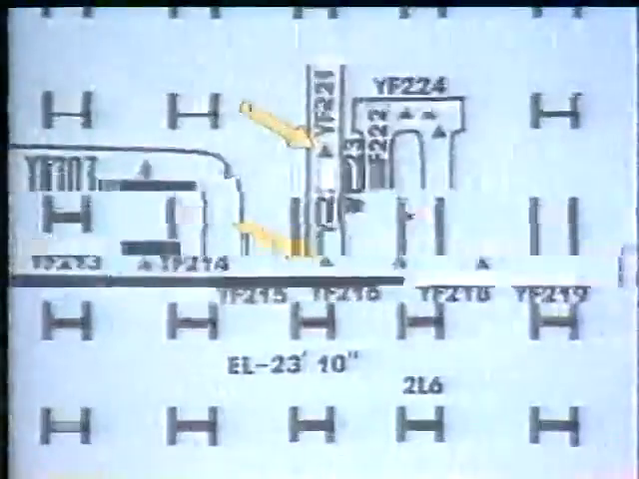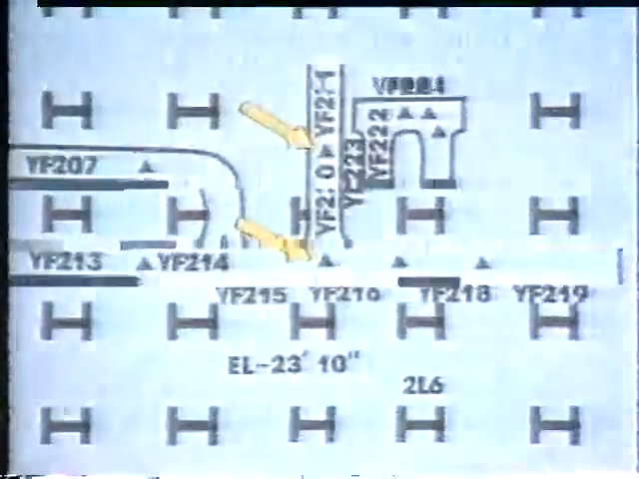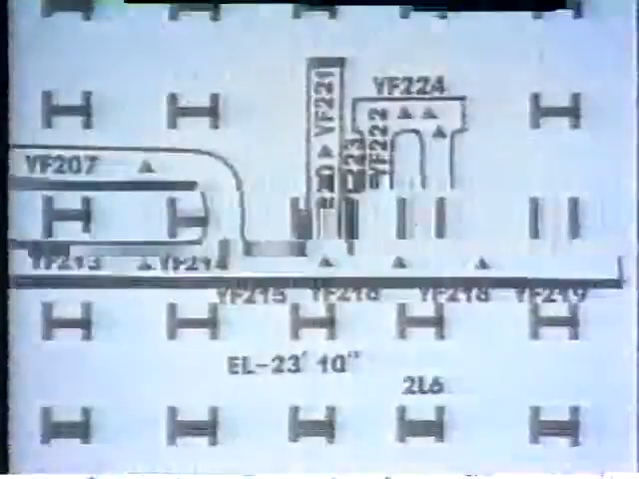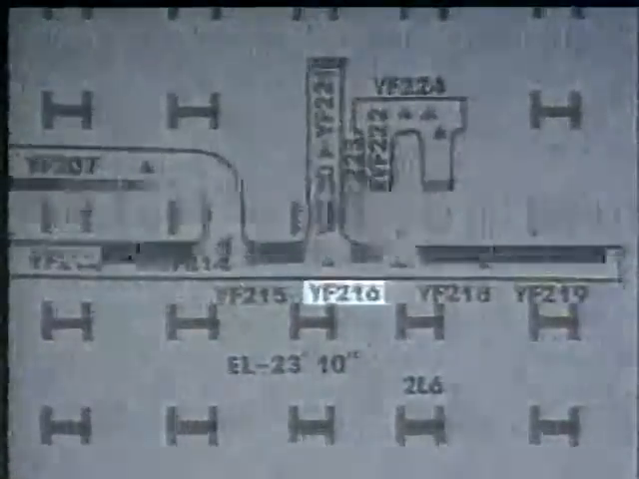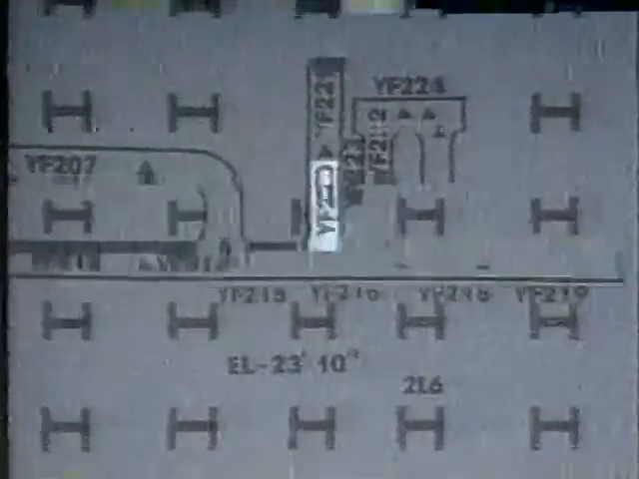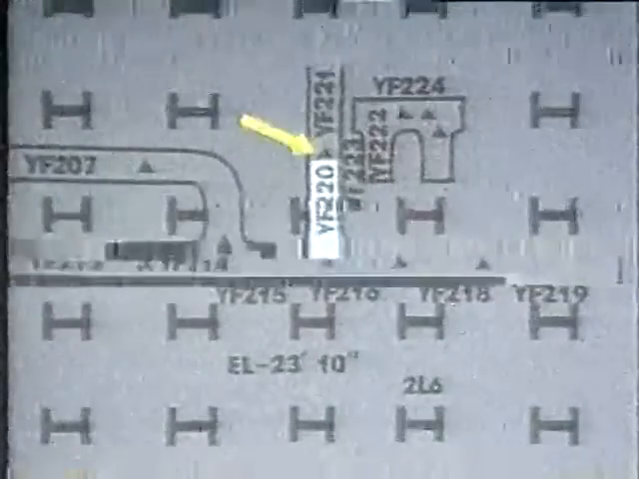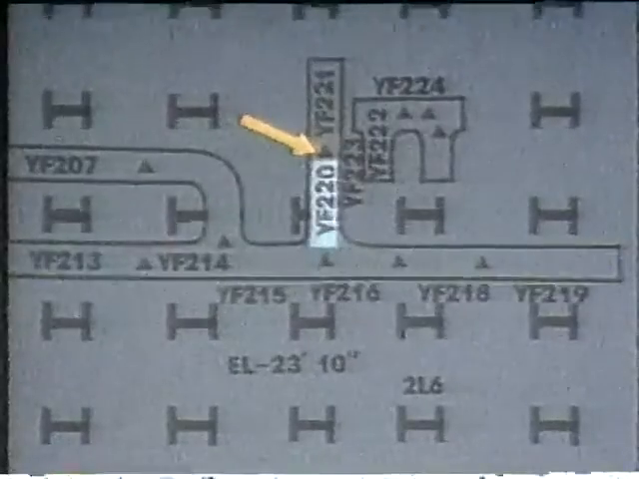Notice these triangle symbols here. Let's check the symbol in the Notes, Symbols, and Detail book and see what they mean. This book tells us that they identify the end of a tray. If we look at the raceway diagram again, we can see that the number YF216 is on the diagram just before YF220. And there is one of those triangles between them. There's another triangle between YF220 and YF221.